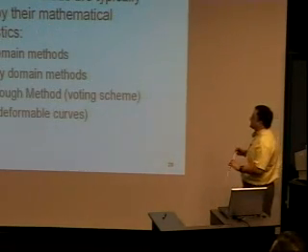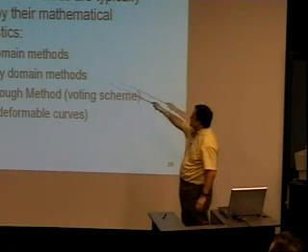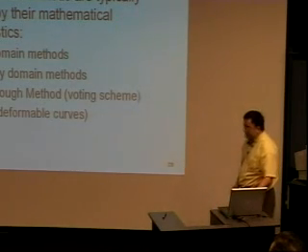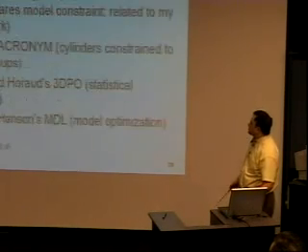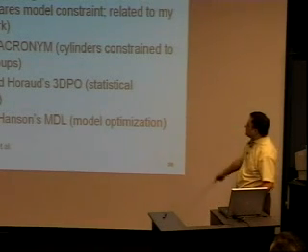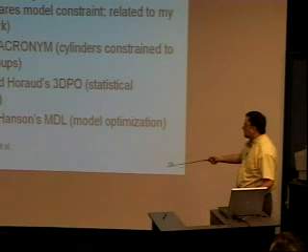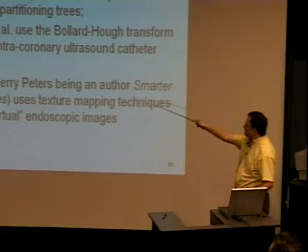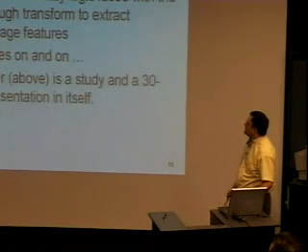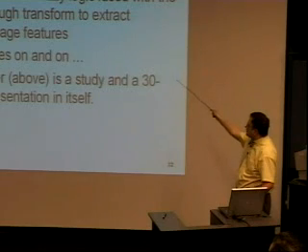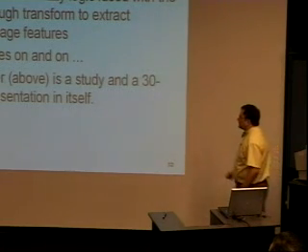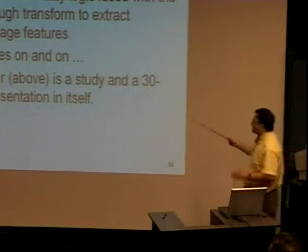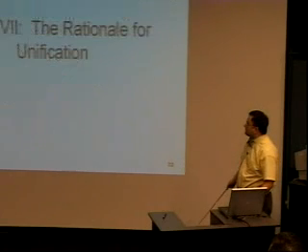So, typical classifications we have are computational methods such as spatial domain, frequency domain, the Ballard-Hough method. There's the snakes method, which uses deformable curves, and many other named methods, and Phillips and company use fuzzy logic, and the list goes on and on. What's important here is that each paper, and I've only given you a small part of them, is a 30-minute presentation in itself.